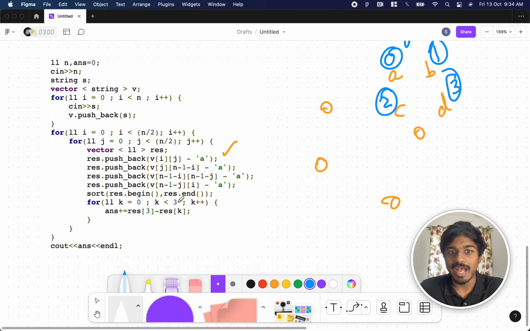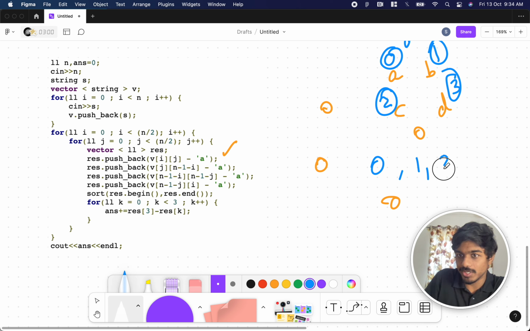Now what do I do after doing all of this? I'm sorting it. I'm taking all the corners first, all the 4 elements, then pushing them to a temporary vector. Then I'm converting them to integers and sorting them. If I sort it, what is actually happening? These are the actual values, in numbers, and I'm sorting them.